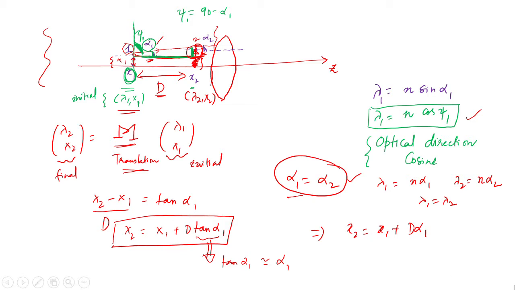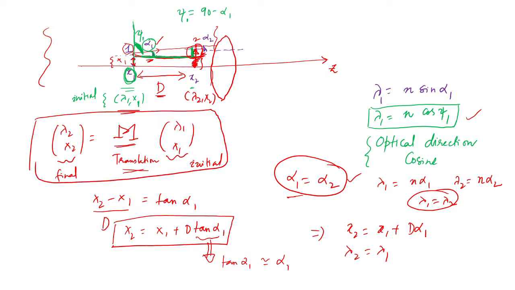Then I can write lambda 1 as lambda 2, or I can write lambda 2 is equal to lambda 1, right? Remember, we are trying to get a matrix such that we can represent lambda 2 x2 as a product of this matrix for translation times lambda 1 x1. So we have these two relationships. I'm going to write the same thing here. Lambda 2 is equal to lambda 1 and x2 is equal to x1 plus d times alpha 1, right?